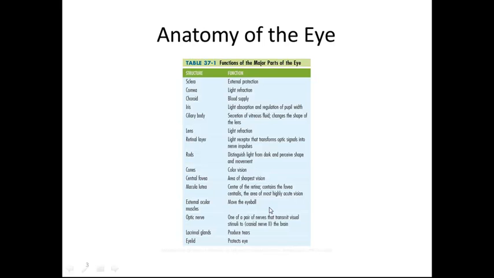The extraocular muscles help move the eyeball, and the optic nerve is one of the pairs of nerves that transmit the visual stimuli to the cranial nerve, which is the second cranial nerve of the brain, which then goes to the occipital lobe. Lacrimal glands help produce tears, and the eyelid protects the eye. The eyelid blinks about 2 to 3 times per second, and the main purpose of this is to cleanse the eye.